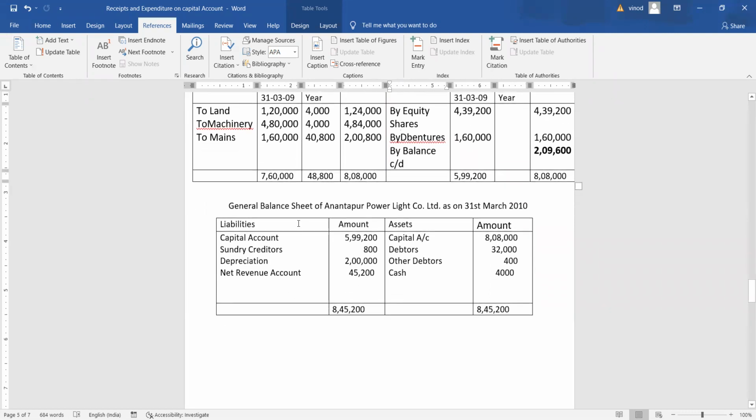Now come to the general balance sheet. The general balance sheet is similar to the balance sheet which we prepare for a sole trader and other organizations. Here you have to remember we can do it in two ways. One is we are writing here 8,08,000 receipts balance to this side.